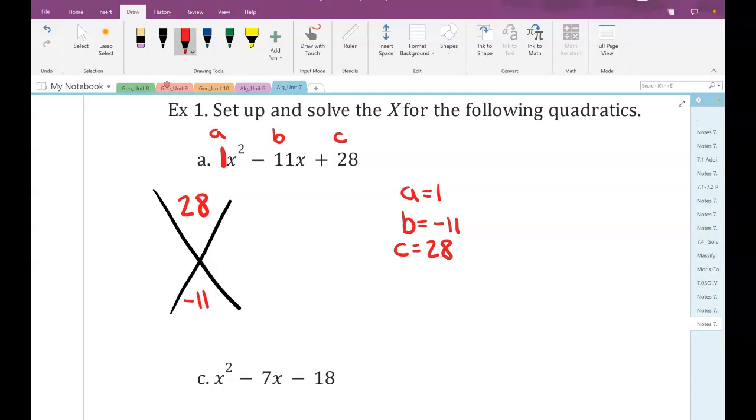And now this is where you're going to use your factor chart. We're trying to find two numbers that we multiply to get 28. So what a factor chart does is it lists all the ways you can get to 28. So everybody find 28 on the factor sheet. It's going to be the bold numbers.